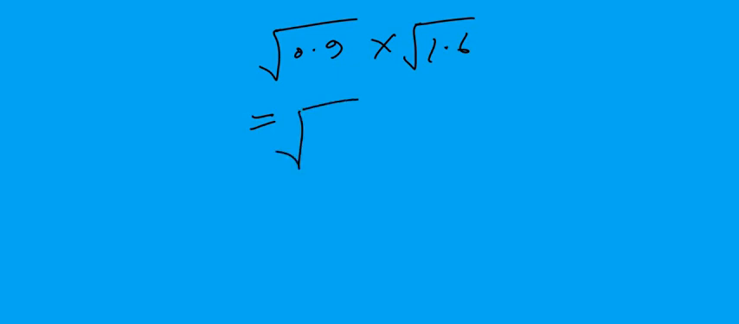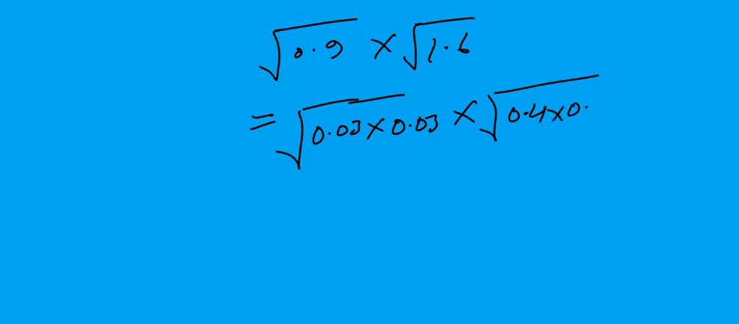The question is given: 0.9 into 1.6. If you want to solve separately, you have to write 0.9 as 0.03 into 0.03. Most of the students have made a mistake in this question. And 1.6 can be written as 0.4 into 0.4.